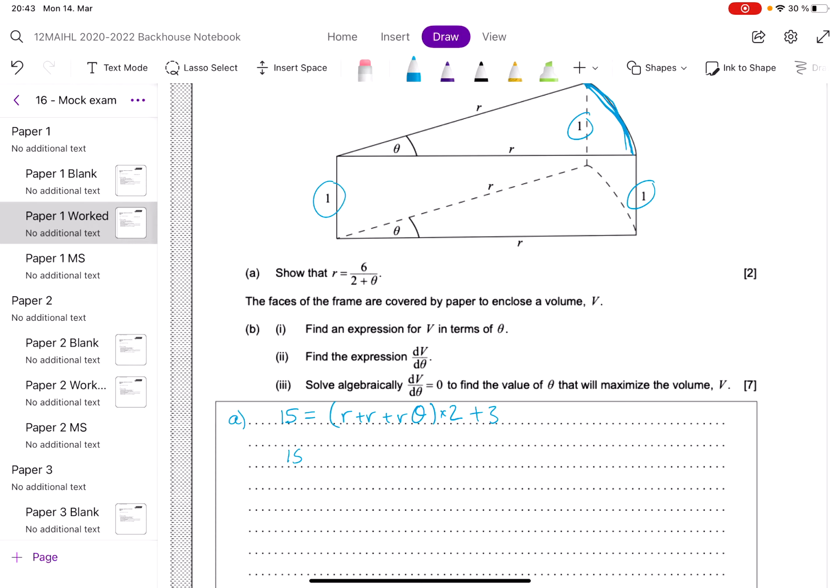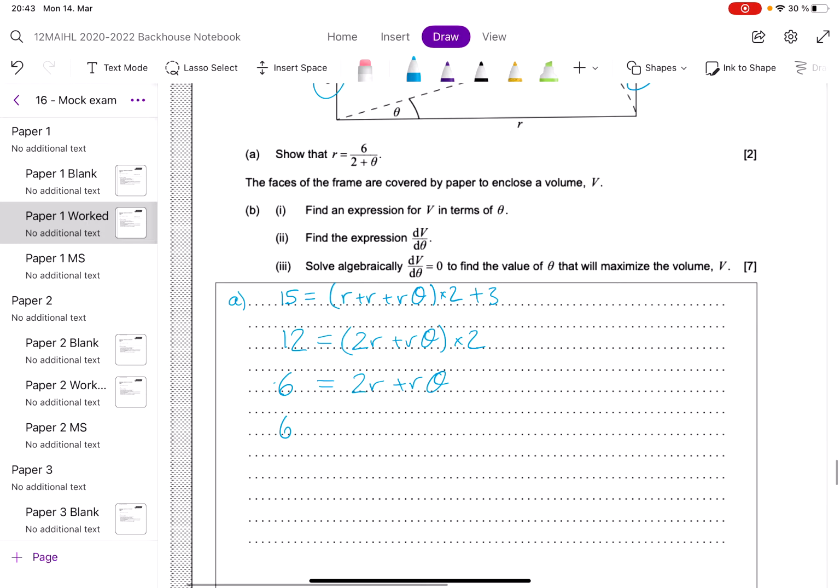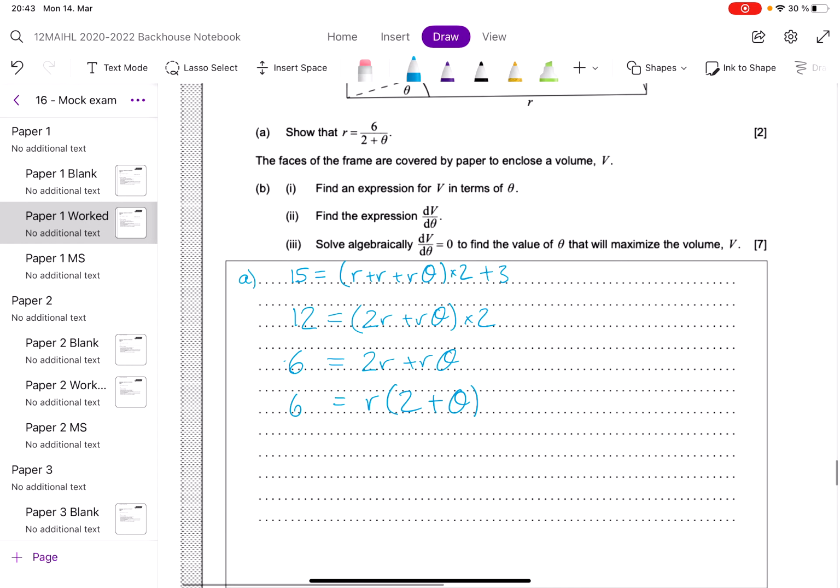So actually, let's take off 3, and I'm going to tidy up the brackets a little bit, so it's 2r plus r theta times 2. I think I'll divide by 2, gives me 6. That's good because there is a 6 in the show that. We want to make r the subject, so we've got to factor out r. If you've got your variable appearing twice, that's how you get it to look like it's suddenly appearing once. And then the last thing to do is to divide across.